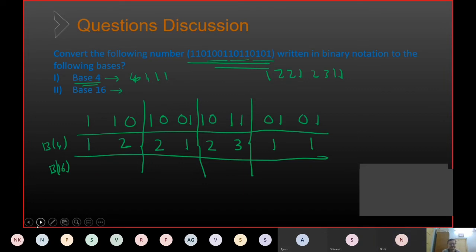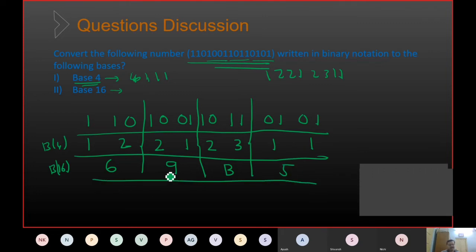Next comes base 16. So how do we do base 16? We can take groups of 2 from base 4. Okay. How do we do that? One into 4 plus 2, that is 6. 2 into 4, 8 plus 1, that is 9. 2 into 4, 8 plus 3, that is 11, which means B. 1 into 4 plus 1, that is 5. So the answer is 6 9 B 5.